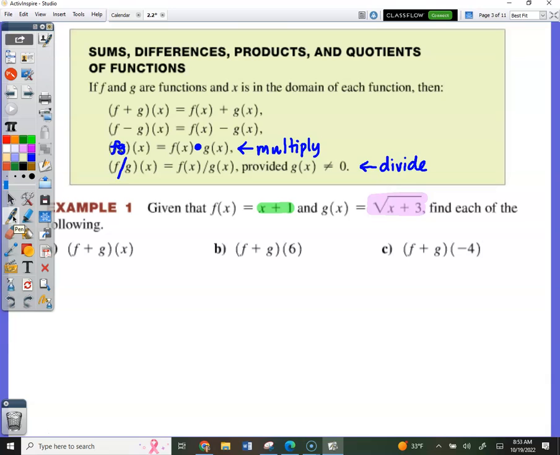Number, or A says to find what? F plus G. Notice it says of x, right? This means your final answer should have x in it. Okay, so we're just going to add them. So F is x plus 1. I just wrote this down underneath because there's not a lot of room. Plus, what's G?